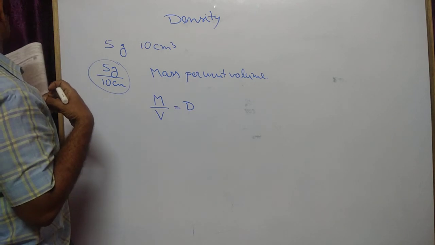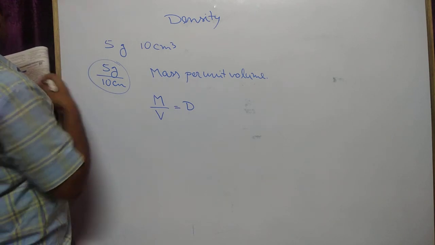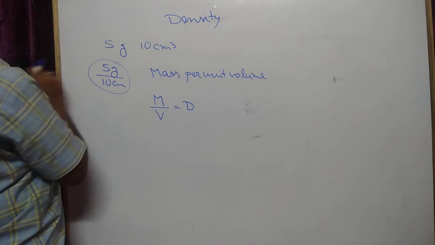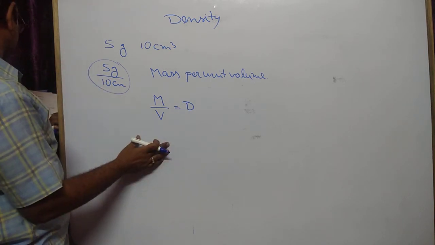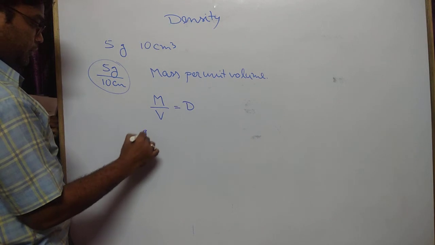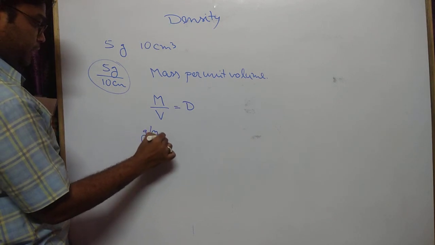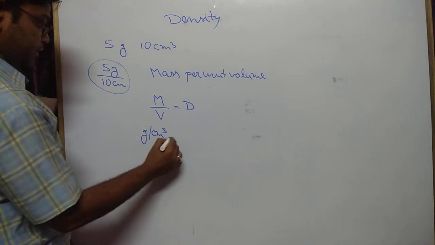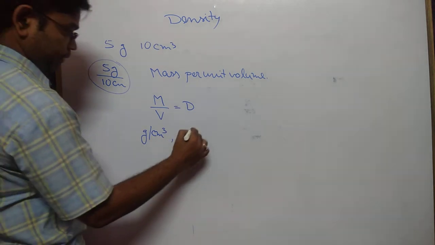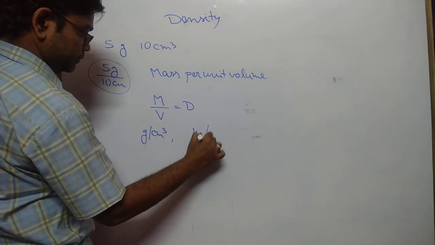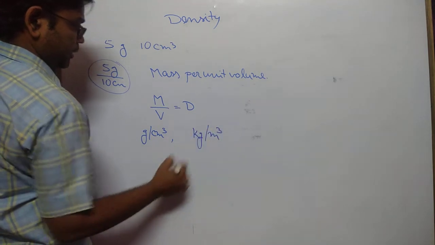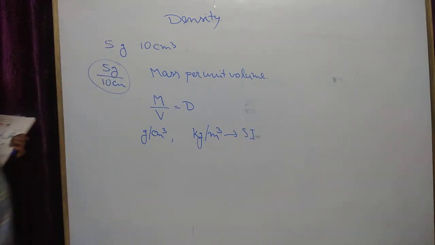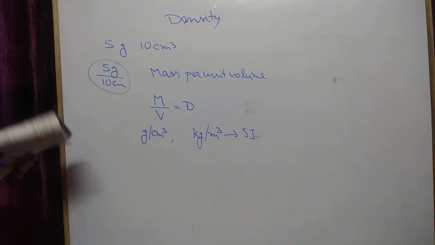Now, in CGS unit, density is gram per centimeter cube, but in the SI system, we have the density unit as kilogram per meter cube. This is your SI unit system. Hope this one is clear to you.